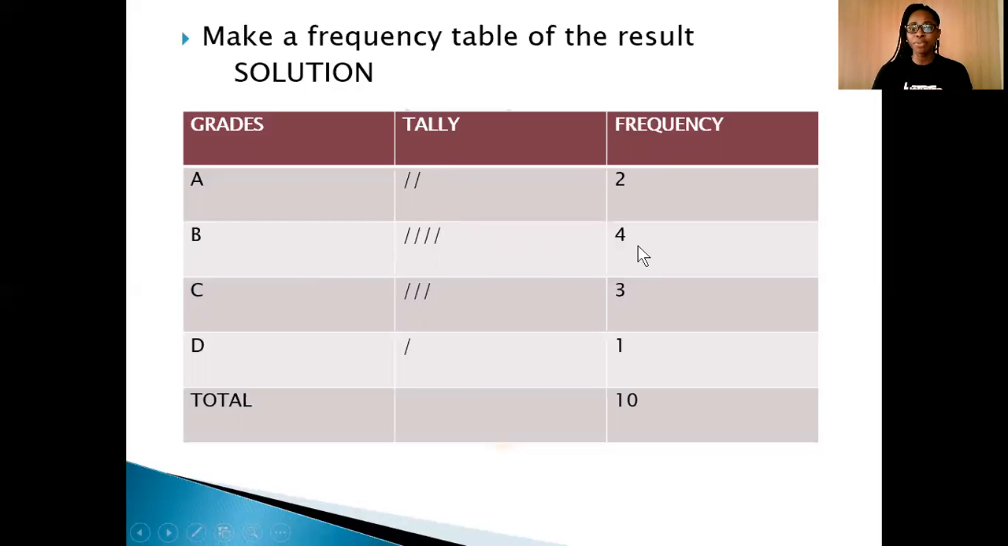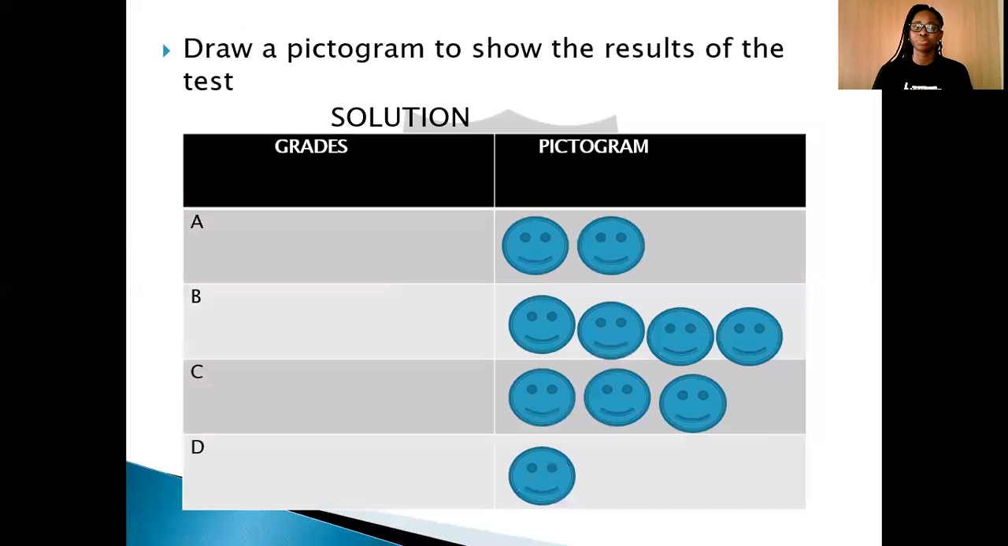And B is appearing 4 times, so we put 4 strokes, 1, 2, 3, 4, and the frequency is 4. C is occurring 3 times, so we put 3 strokes to represent 3. And D is occurring once, so you put 1 stroke. When we sum it up, we have 10. So this is the frequency table of the given results.